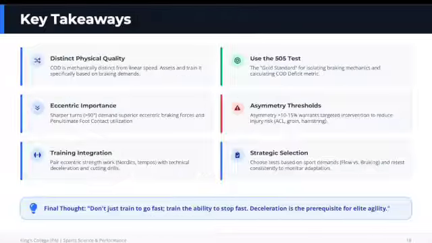And the key takeaways here: change of direction is a distinct physical quality, mechanically distinct from linear speed. Assess and train it specifically based on braking demands. You use the 505 test as a gold standard for isolating braking mechanics and calculating the change of direction deficit metric. It places high importance on eccentrics and helps to value the asymmetry thresholds.